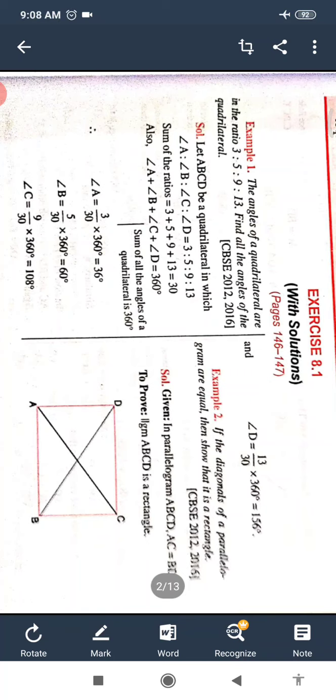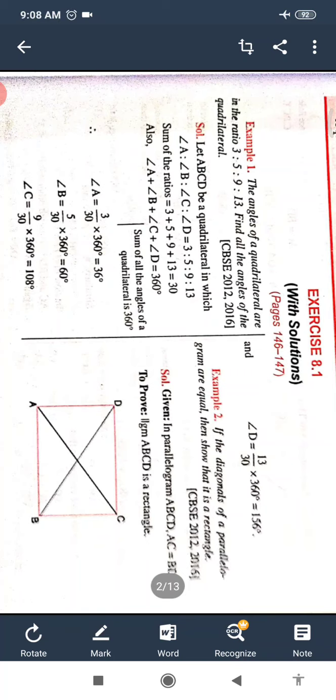If the diagonals of a parallelogram are equal, then it is a rectangle. We are given a parallelogram whose diagonals are equal. Then it is a rectangle; we have to prove that it is a rectangle.